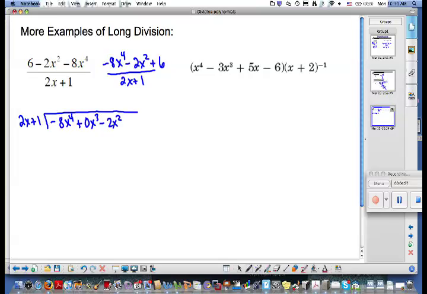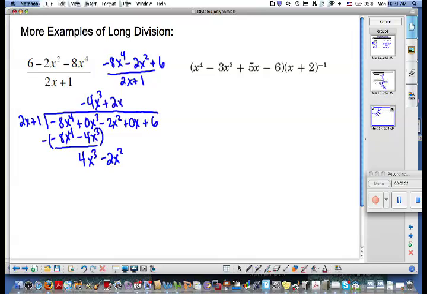There's no x term, so plus 0x, and then plus 6. So what do we multiply 2x by to get negative 8x to the fourth? That would be negative 4x cubed. That gives you negative 8x to the fourth minus 4x cubed. When we subtract, 8x to the fourth cancels. 0x cubed minus a negative 4 is plus 4x cubed. Bring down the negative 2x squared.